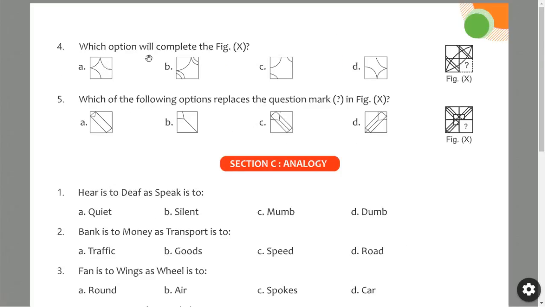Next, the fourth question: which option will complete the figure X? From these four figures, which option completes this figure? The answer is C.